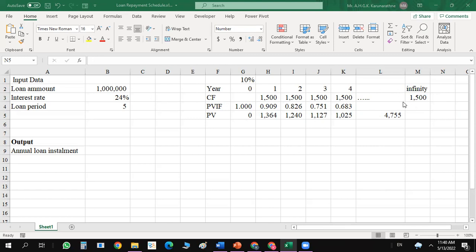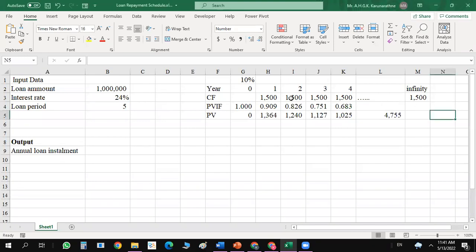Even if the 1,500 is received to infinity at the end of each year, the present value of those cash flows is 15,000. However long it goes on, the present value is 15,000. The reason is that the impact of far-future cash flows on the present value is very low. Ultimately it goes to a maximum of 15,000. So that you know.